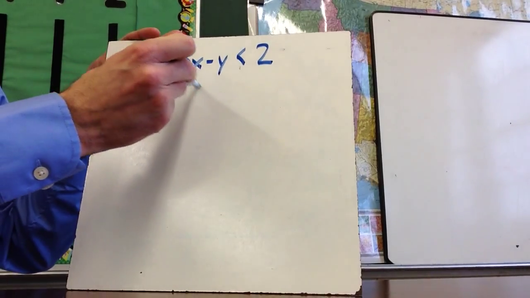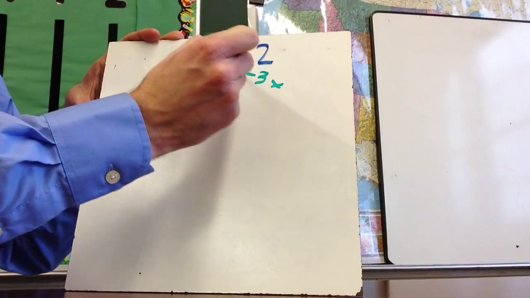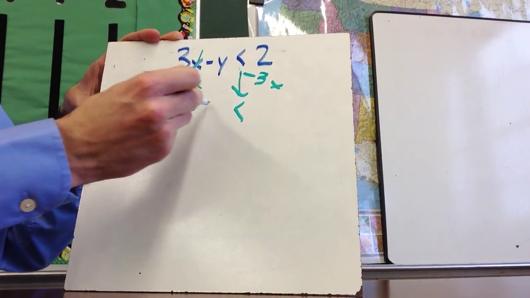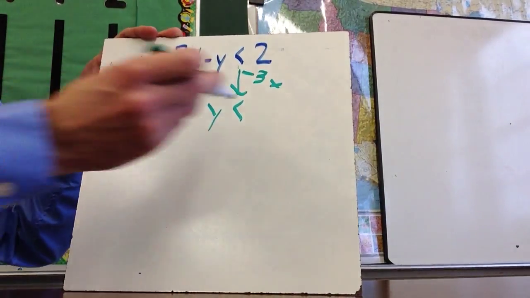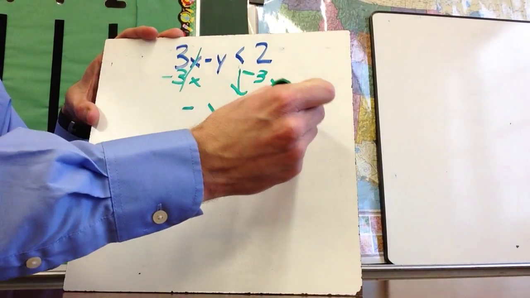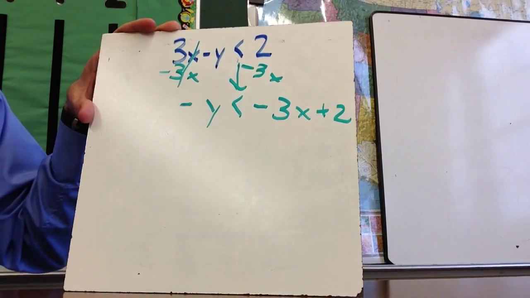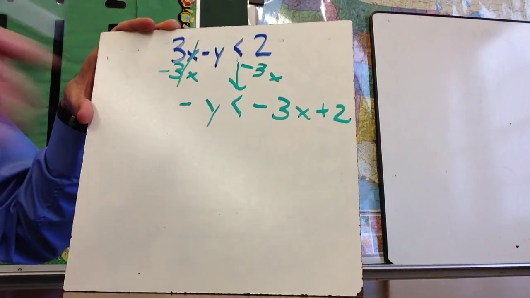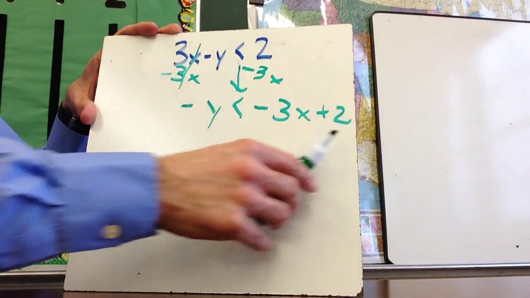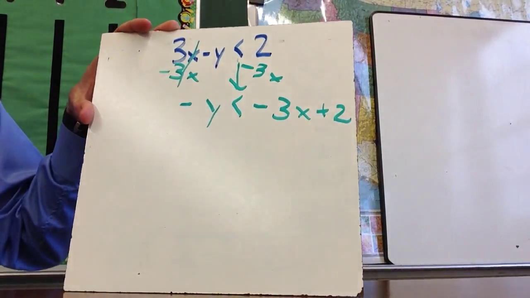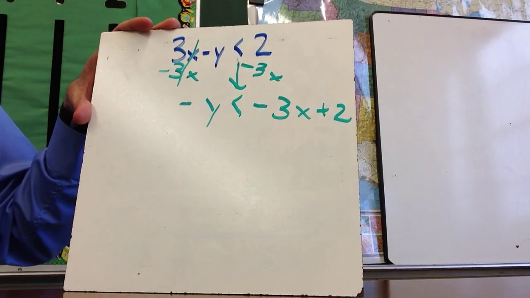So the first thing I would want to do is subtract 3x from both sides. Keep in mind the sign is coming down. This will cancel out. I'm left with negative y. Don't forget that there's a negative there. And then this is negative 3x plus 2. I'm intentionally writing it as negative 3x plus 2 and not 2 minus 3x because I want it to be mx plus b. So I want the coefficient and the x variable coming first.